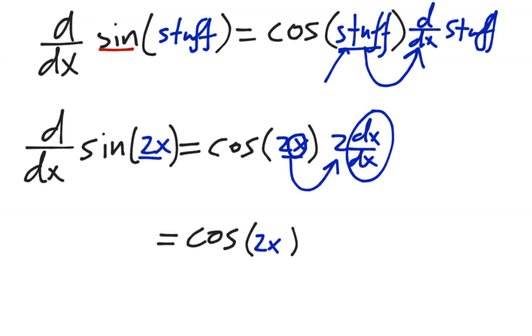And I'll tell you when that is, but don't worry. So we have cosine of 2x, and guess what? That 2 dx/dx popped out. Guess what? dx/dx is 1, because it's like the same thing over itself. This turns into a 1 and goes away. So we're left with cosine of 2x times 2. You can rewrite this, if you like, as 2 cosine of 2x. Like that. Yay.